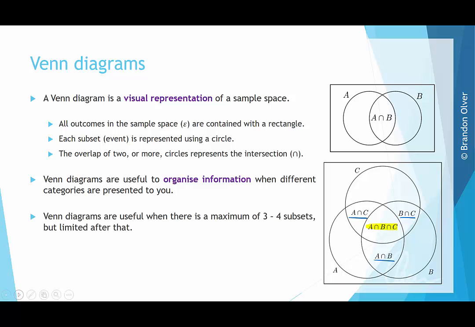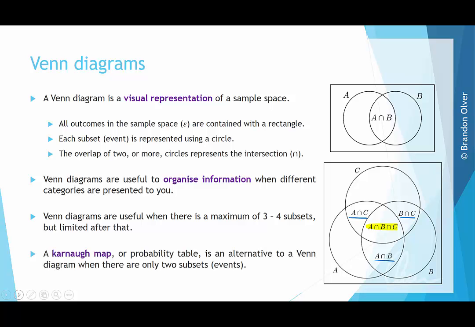Venn diagrams are useful when there's a maximum of 3 to 4 subsets, but they are limited after that because you could imagine just how messy these visual representations get when there's more than 3 or 4 circles in the rectangle. Just a quick mention is a Carnot map or a probability table, which can be used as an alternative to a Venn diagram when there are only 2 subsets or events. We're going to explore that in a future video.